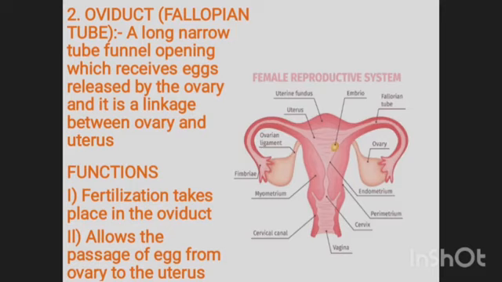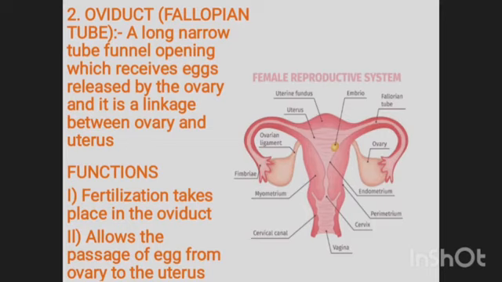Now, it's a long, narrow tube with a funnel opening which receives eggs released by the ovary, and it is a linkage between the ovary and the uterus.